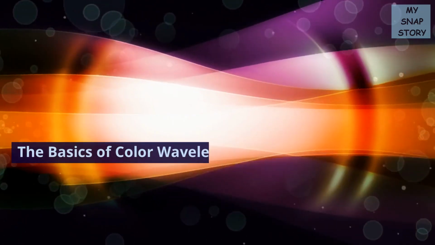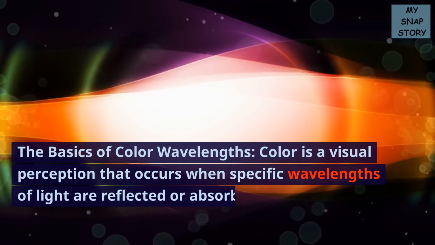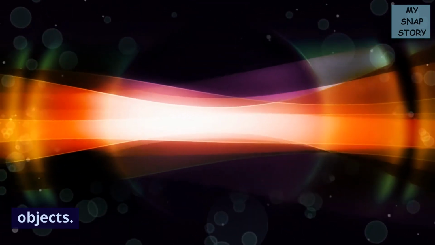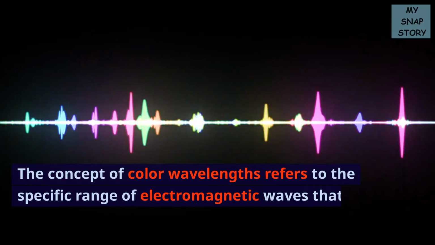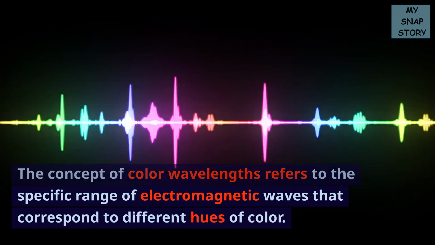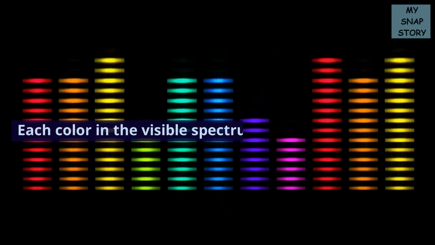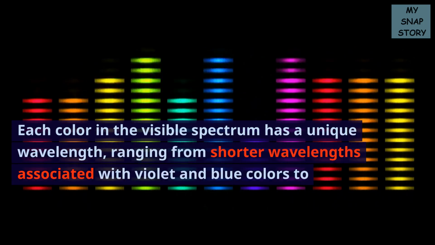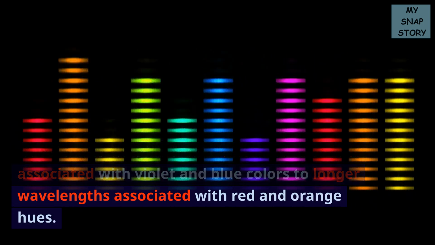The basics of color wavelengths. Color is a visual perception that occurs when specific wavelengths of light are reflected or absorbed by different objects. The concept of color wavelengths refers to the specific range of electromagnetic waves that correspond to different hues of color. Each color in the visible spectrum has a unique wavelength, ranging from shorter wavelengths associated with violet and blue colors to longer wavelengths associated with red and orange hues.